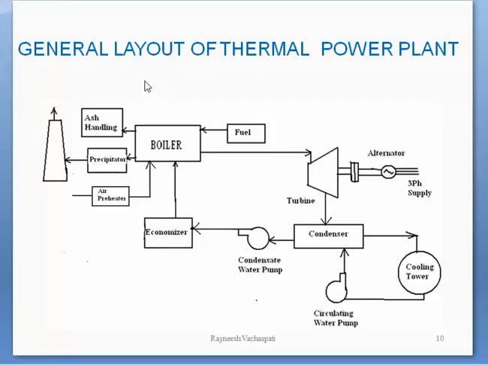This slide shows the general layout of a thermal power plant and also exhibits the main equipment and their respective arrangements. Some of the main components are boiler, turbine, generator, condenser, cooling tower, then CW pump, then economizer, air preheater, electrostatic precipitator, chimney, etc.